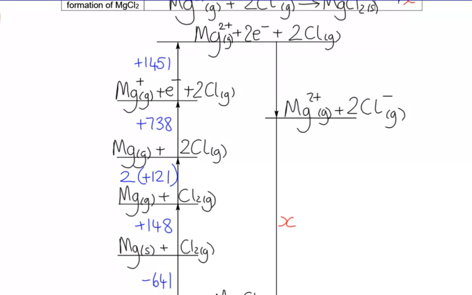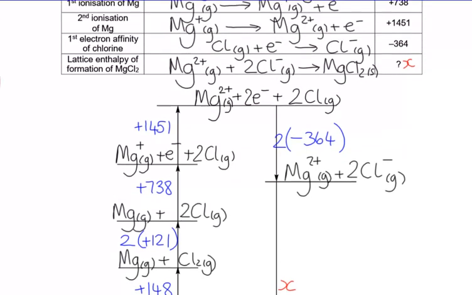Right, now we need to look at this last change here. 2 Cl gases are becoming 2 Cl- gases by picking up these 2 electrons. And in our table, we've got a value where 1 Cl picks up 1 electron, and it's -364. We've done that 2 times, so it's not a second electron affinity, it's 2 lots of first electron affinity, and we've got a 2 in there. So let's just have a look at the table and see how that links.